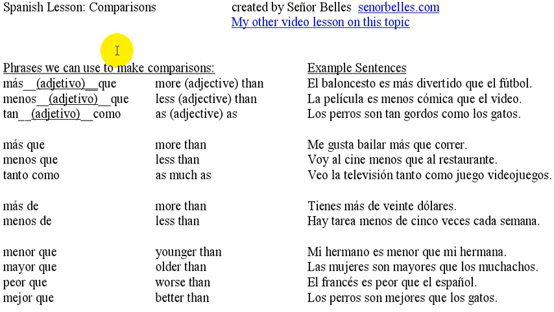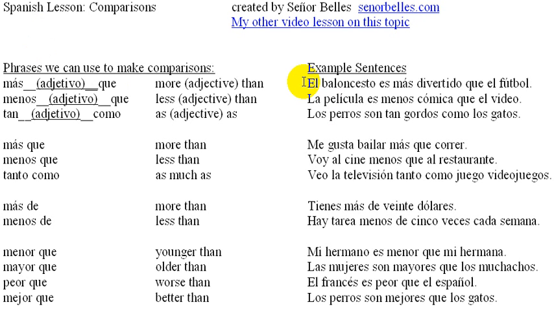So we're just going to start right over here where it says phrases we can use to make comparisons. So the first one is más que, and that means more something than. So I'm going to say something is more interesting than, more fun than, or if I want to say something is taller than, I'm going to say it's more tall than. So my example sentence for that is el baloncesto es más divertido que el fútbol. So basketball is more fun than soccer.